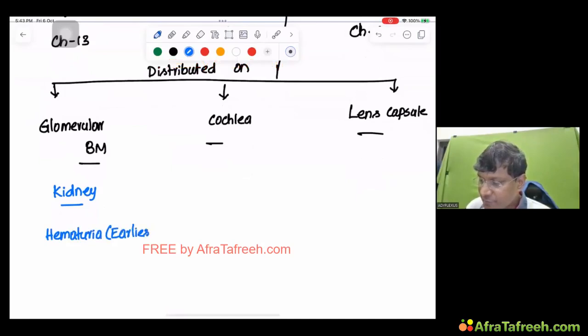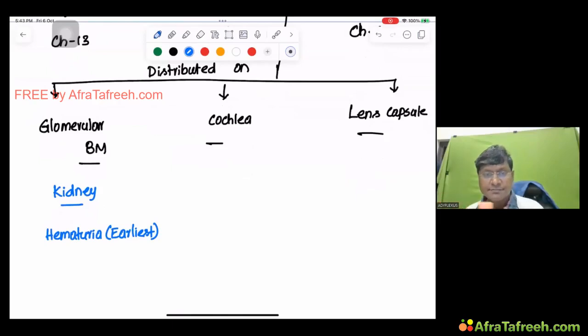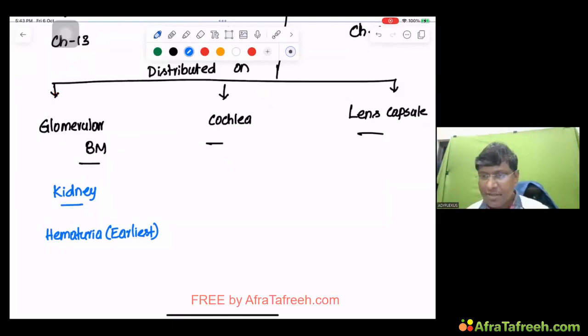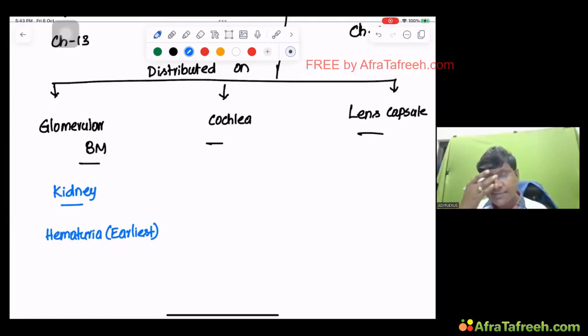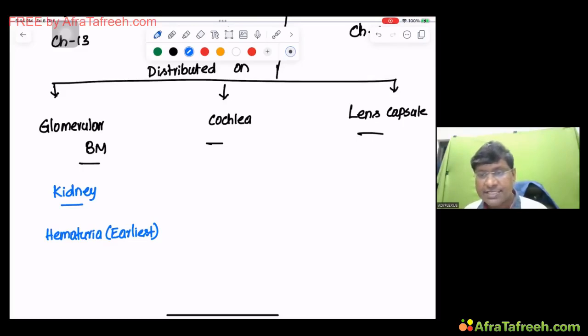So can anyone tell me which form of glomerular pathology these patients will develop? I have discussed today itself. Can anyone tell me which form of glomerular pathology these Alport syndrome patients develop? What is IgA, Vinita? IgA nephropathy, right? So these patients, you just see the focal segmental glomerulosclerosis. So these patients, they develop FSGS form.